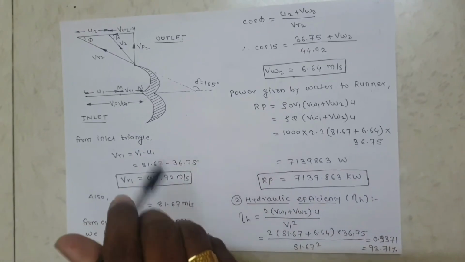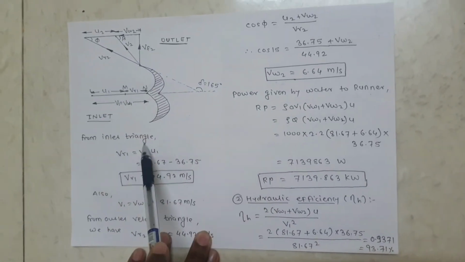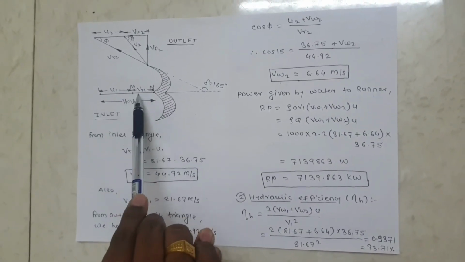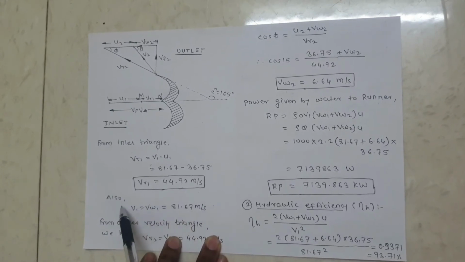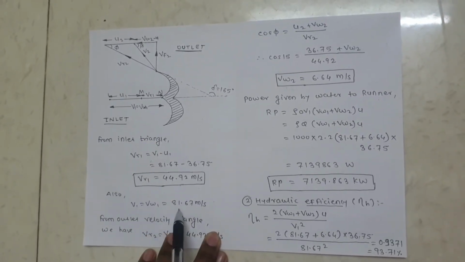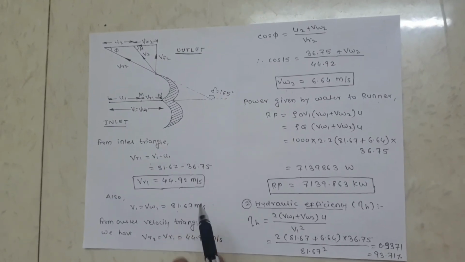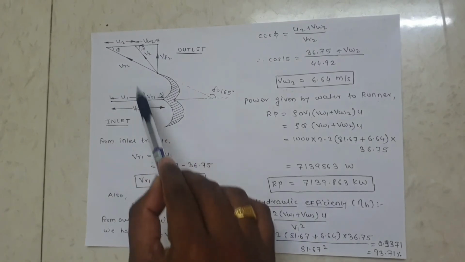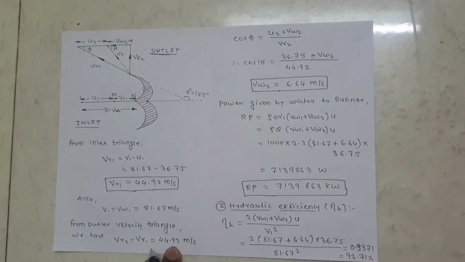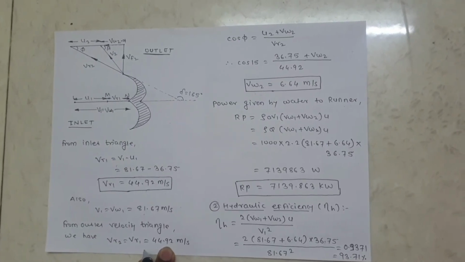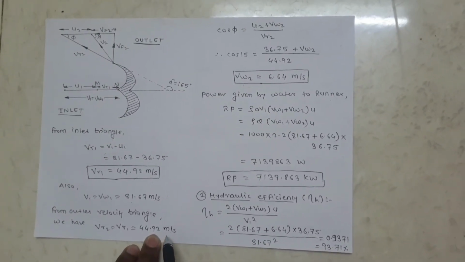After that, draw the velocity triangle. Normally beta is less than 90 degree. From inlet velocity triangle, VR1 is equal to V1 minus U1. So VR1 is equal to 44.92 meter per second. Also we know that V1 is equal to VW1, that is equal to 81.67 meter per second. From outlet velocity triangle, we have VR2 is equal to VR1 is equal to 44.92 meter per second, because blade friction coefficient K is not given, that means blade friction coefficient K is equal to 1.